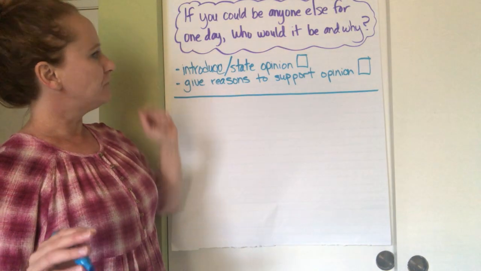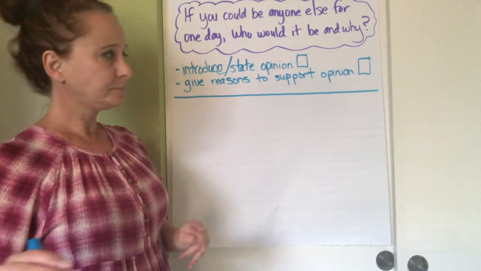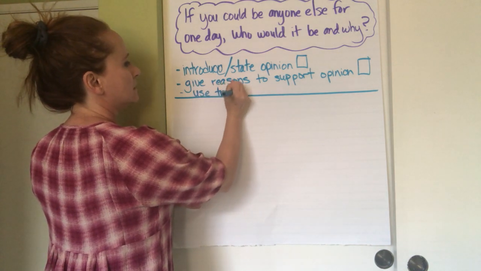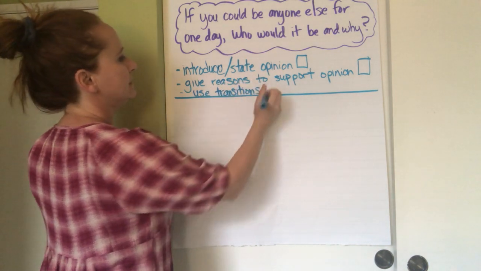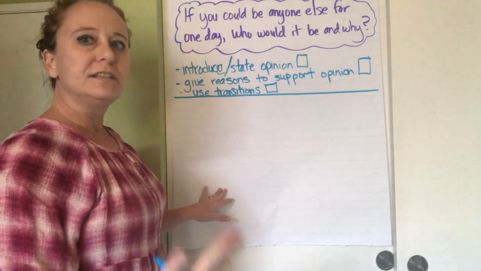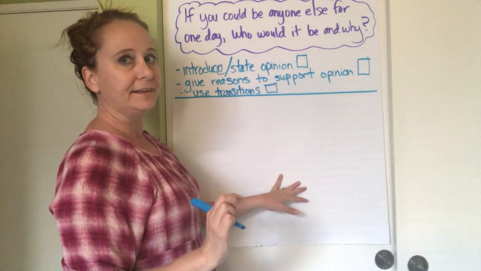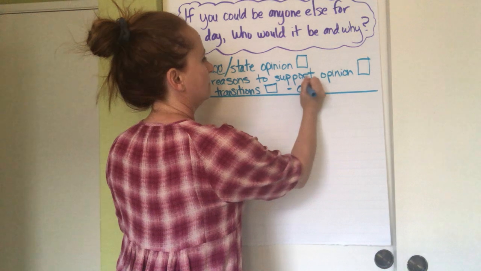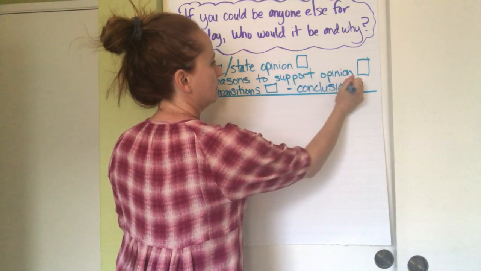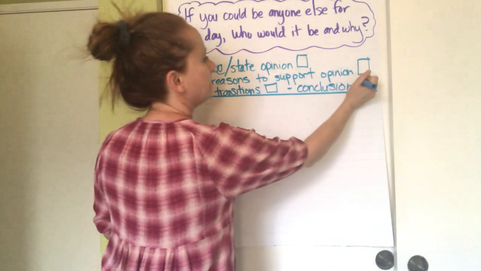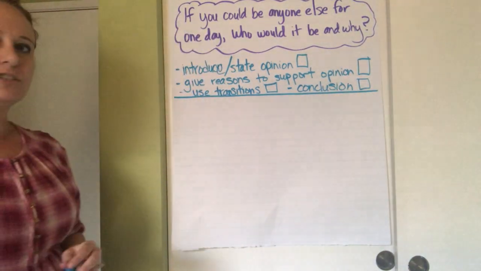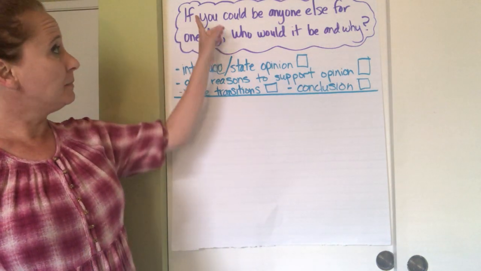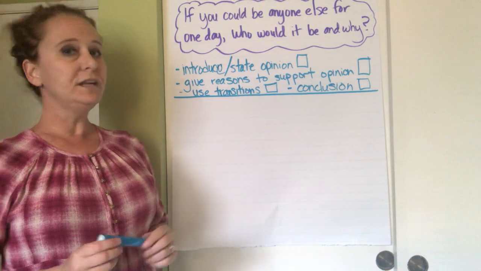You have to introduce your opinion. You have to give reasons to support your opinion. You have to use transitions. First, next, then, also. Finally, speaking of finally, and you need to have a conclusion. Yep. So those are the things we need if we're writing an opinion piece. Those are very important. So let's see how it would be done. If you could be anyone else for one day, who would it be and why?